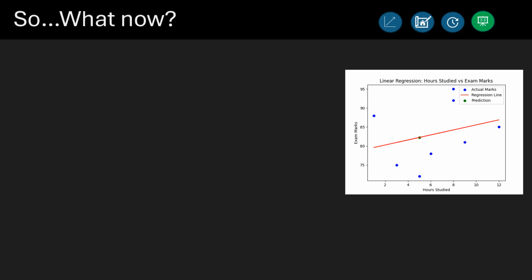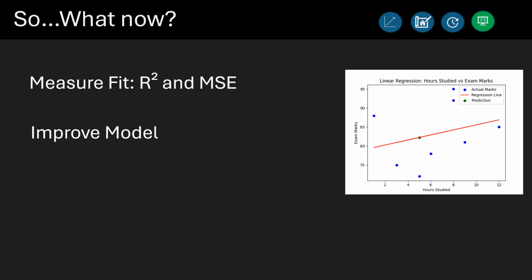What happens now? What happens after finding the error? We use metrics like the mean squared error, the MSE, or the R-squared, which explains how much of the data variability the model captures. Then we improve the model by adding more variables, for example, study quality, handling outliers that distort results, or trying nonlinear approaches. And finally, we validate the model, test on unseen data, and use cross-validation for better reliability. The goal is to minimize the error while ensuring the model generalizes well to new data.